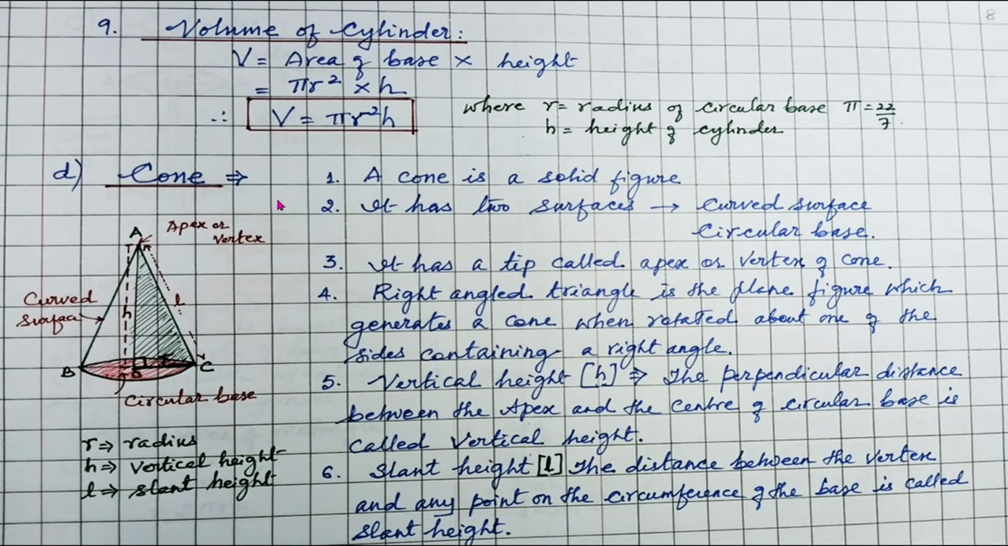Please remember that. Now the volume of a cylinder is area of the base into height, because a cylinder is a uniform figure. So volume is equal to area of base into height, that is area of the base is pi r square and the height is h. So please remember that the volume of a cylinder is pi r square h.